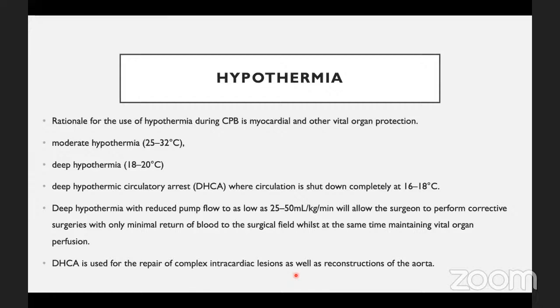So the cooling part is very important. You need to know that there are two phases: the cooling phase and the rewarming phase. In the cooling phase, we keep a gradient of 10 degrees centigrade, which means you keep the water bath of the CPB machine 10 degrees lower than the patient's temperature. That is the safest acceptable limit for cooling.